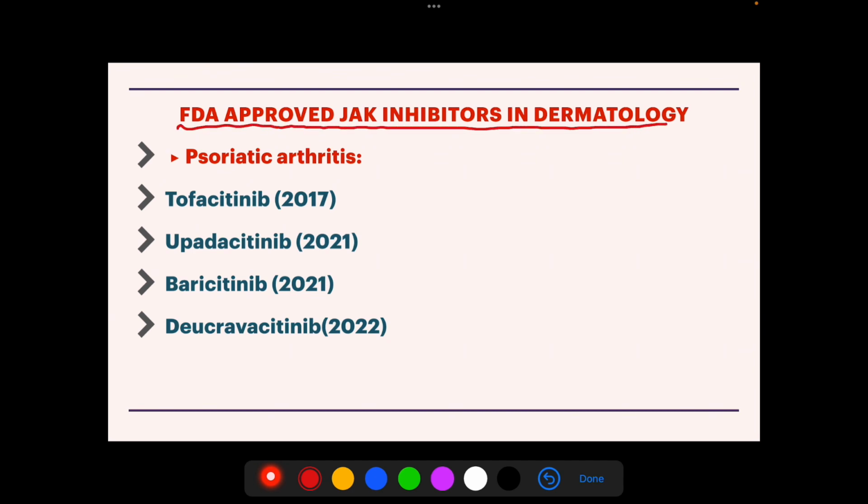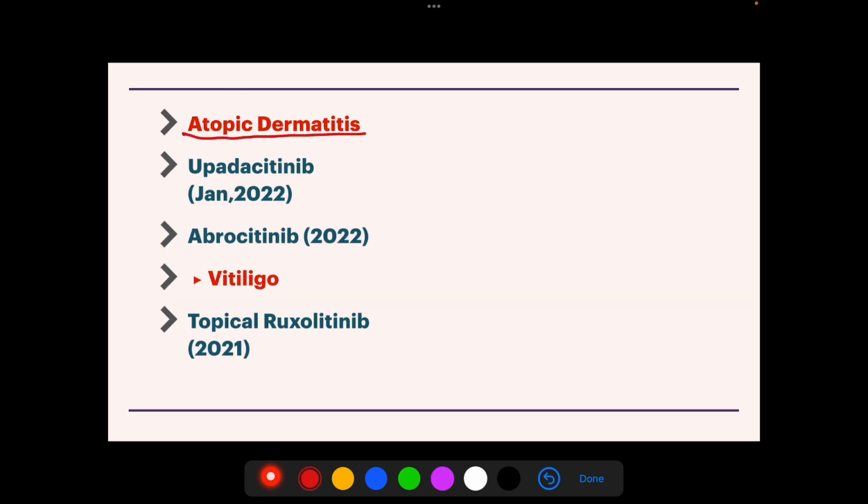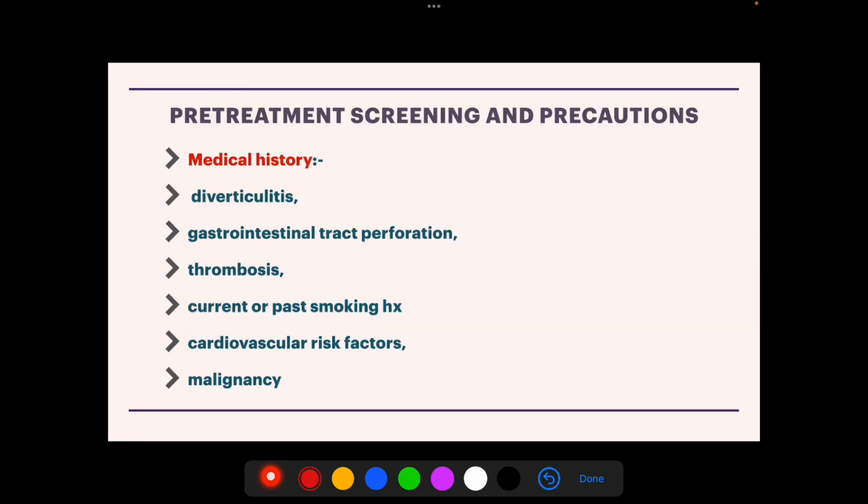These are the FDA-approved JAK inhibitors in different skin conditions. In psoriatic arthritis, the FDA-approved drugs are Tofacitinib, Upadacitinib, Baricitinib, and Deucravacitinib. In atopic dermatitis, Upadacitinib and Abrocitinib, while in vitiligo, topical Ruxolitinib.